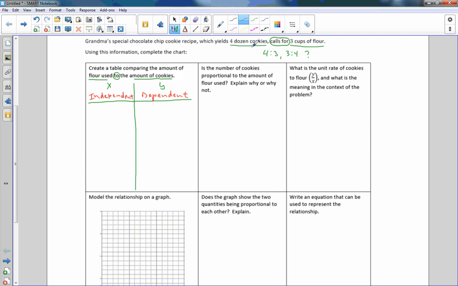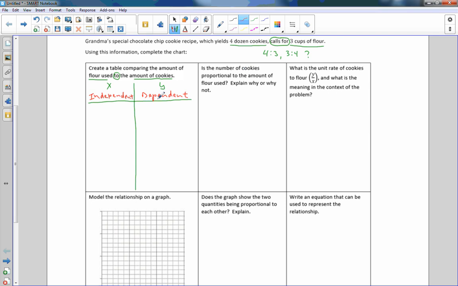So in this situation, if I didn't have this sentence here and they only gave me this up here, then I'd say, well, does the number of cookies I make depend on how much flour I have, or does how much flour I have depend on how many cookies I made? It doesn't. If I made a batch of cookies, that doesn't mean that's all the flour I had. I could still have flour left in the cupboard. But if I'm going to make cookies and I only have so much flour, then I can only make so many cookies. So the amount of cookies is dependent on the amount of flour.